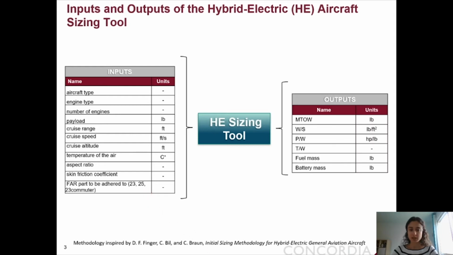On the right-hand side, the outputs are listed: the maximum takeoff weight, the wing loading, the power-to-weight or the thrust-to-weight ratio, depending on the type of the aircraft, and the fuel and battery masses.